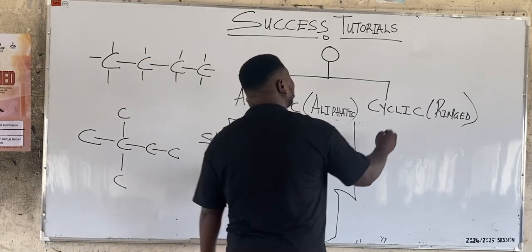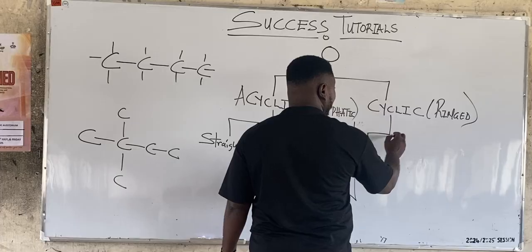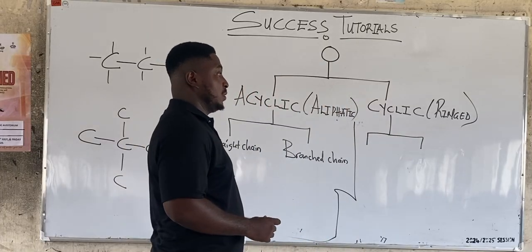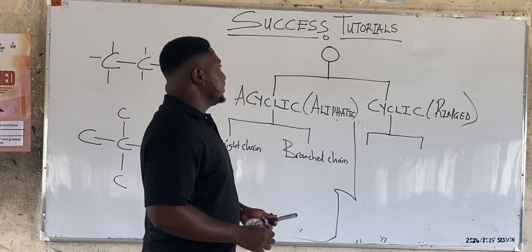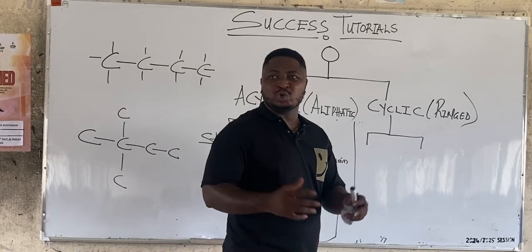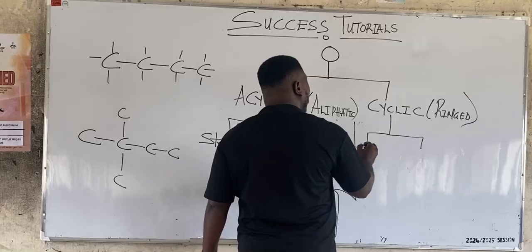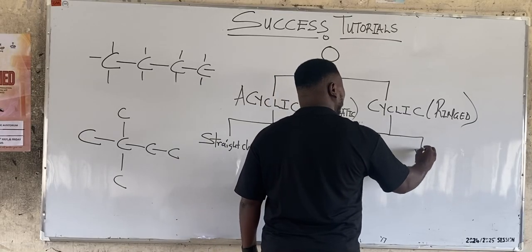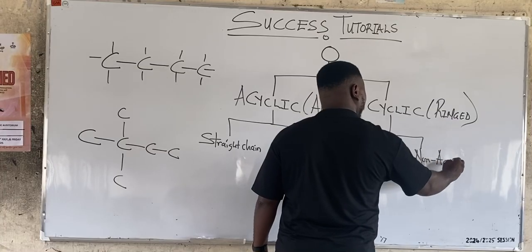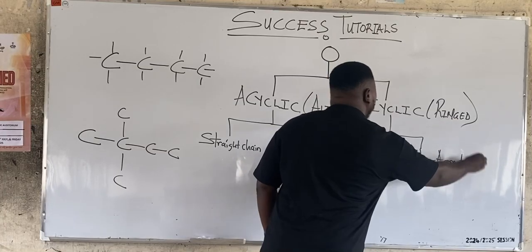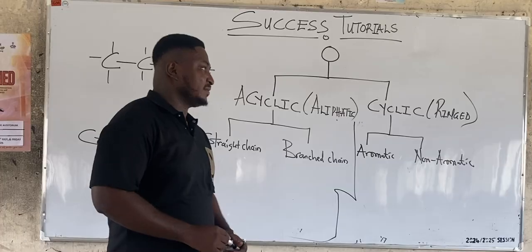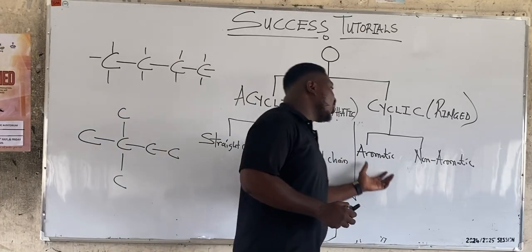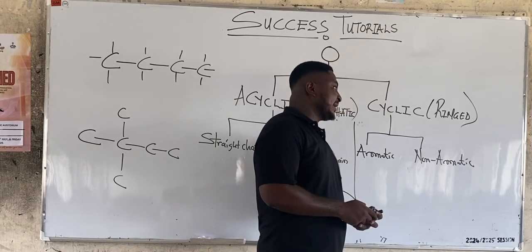Coming to this other side, this cyclic continues. These cyclic organic compounds can be divided into two broad types. It's either you are aromatic or non-aromatic. There are two types of cyclic class. Is either you are aromatic or you are non-what? Aromatic.